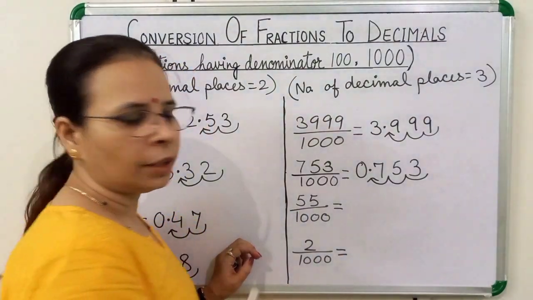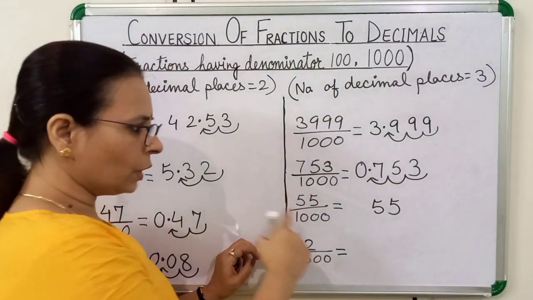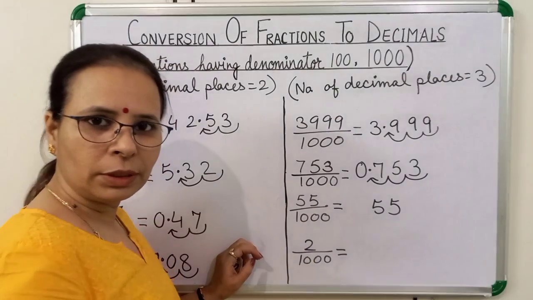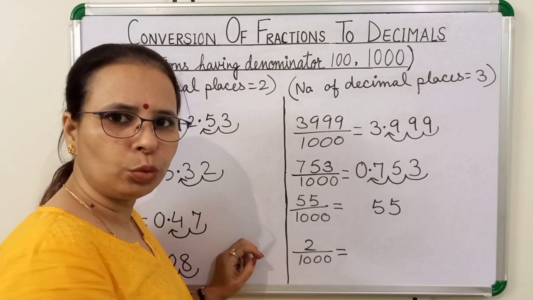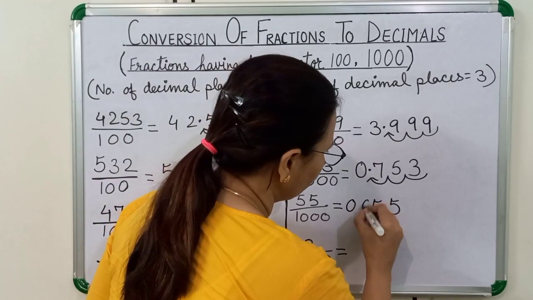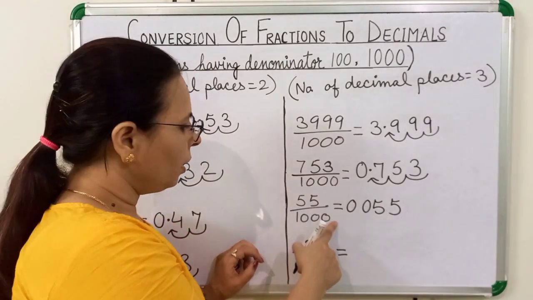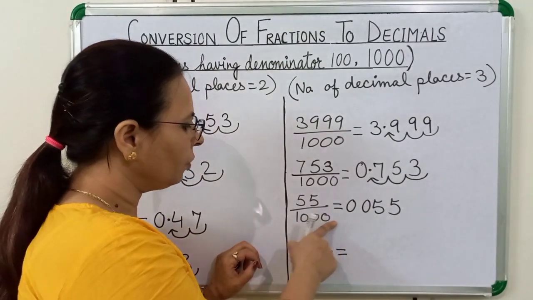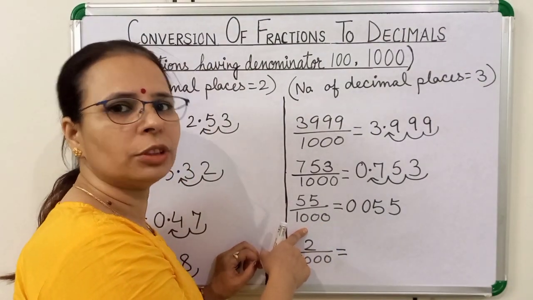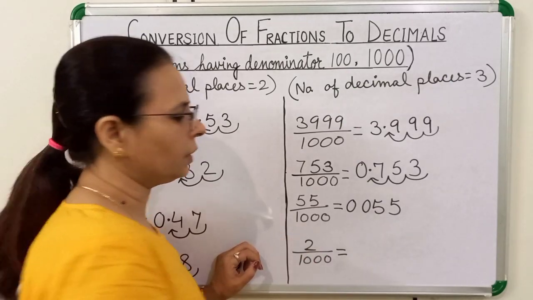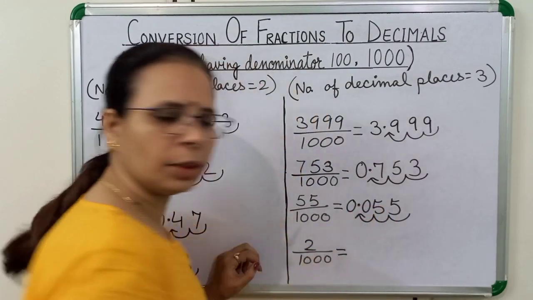Now we will see third example. First we will write numerator as it is. But you can see here numerator is 2 digit and denominator is 4 digit. So what we will do? We will add 2 zeros before 55 to get same number of digit as in denominator. Now denominator has 3 zeros. So we will count 3 places to the left and put decimal point. 1, 2, 3. Here we will put decimal point.